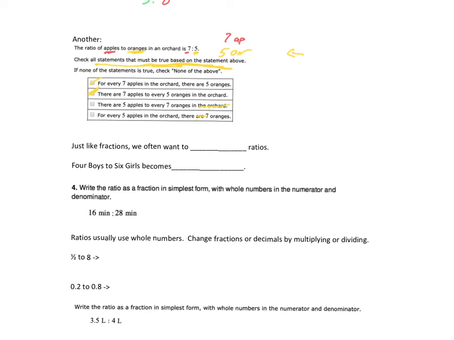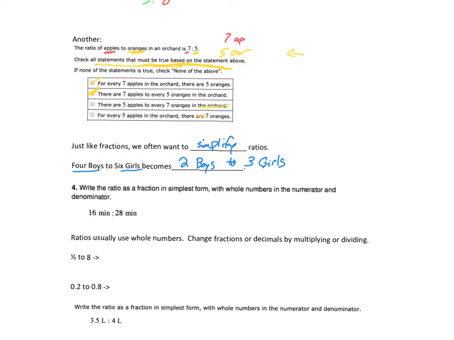Next portion. Just like fractions, we often want to simplify ratios. We know that it's easier to use smaller numbers. So if we had 4 boys to 6 girls, to simplify that, we have 2 boys to 3 girls. That's an easier ratio for us to think in our head.